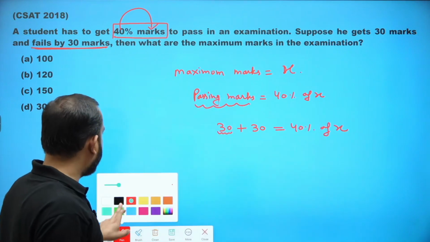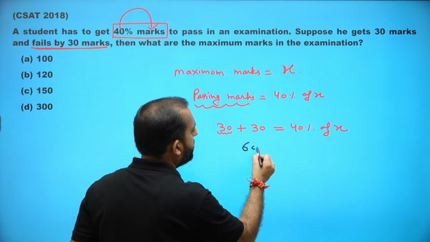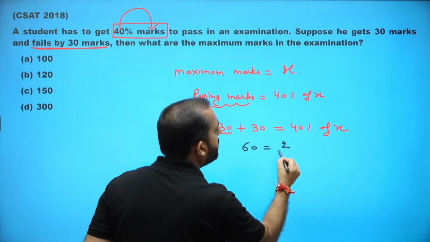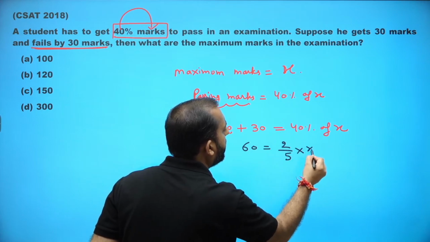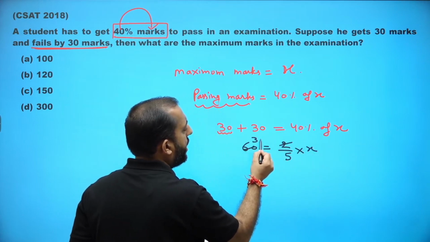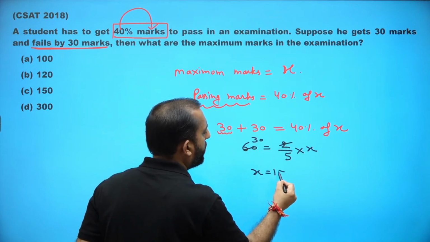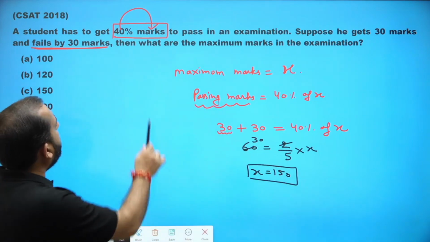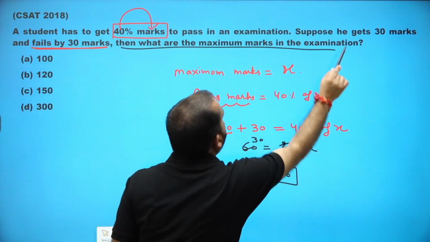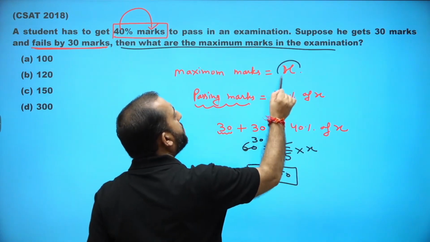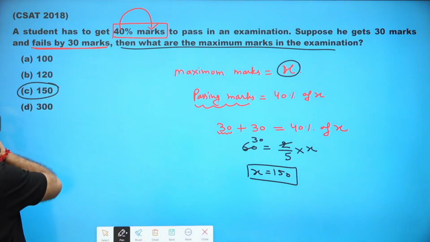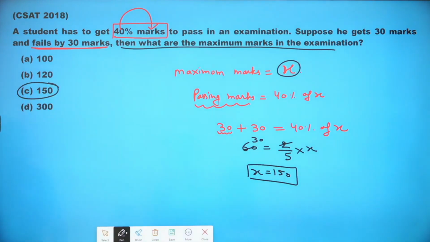Now, if we solve this, it becomes 60 is equal to 40 by 100. 40% is nothing but 2 by 5. So 30 and X from here is what? 150. So if we see, what is the maximum marks in the examination? X was the maximum marks of the examination. Hence, the answer should be option C. Kindly mark it.